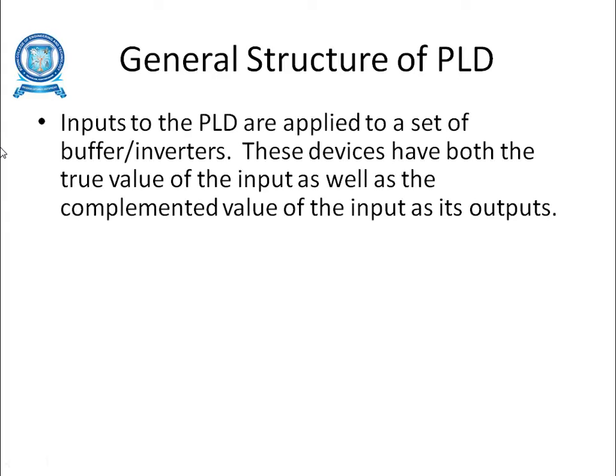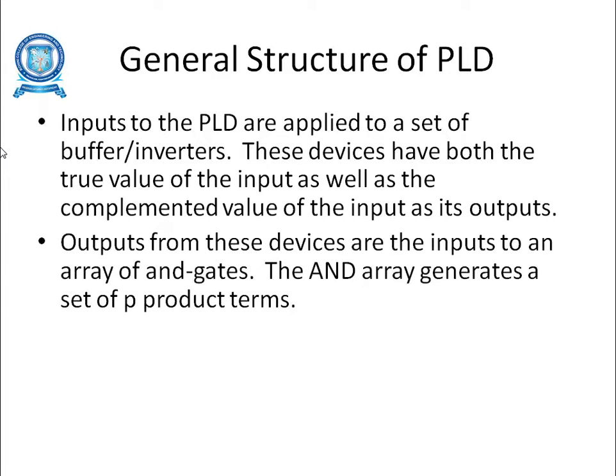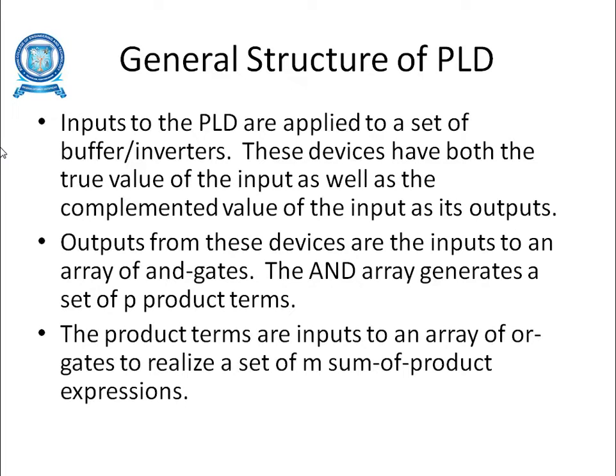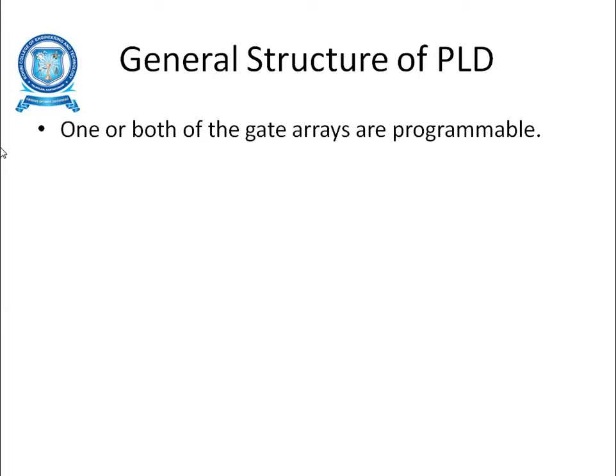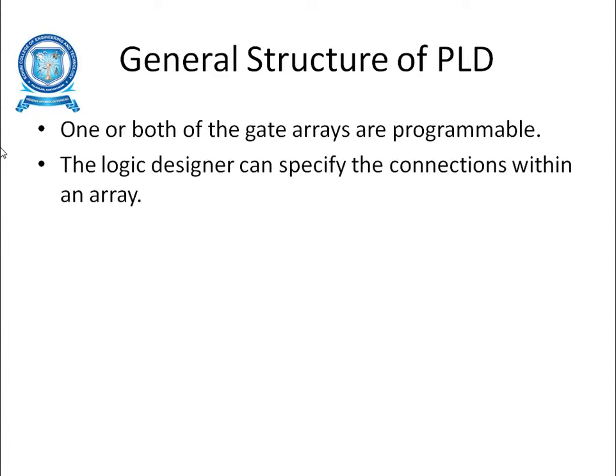General structure of the PLD: the inputs to the PLD are applied to a set of buffers and inverters. Thus, the devices have both the true value of the input as well as the complementary value of the input as outputs. The outputs from these devices are the inputs of the array of AND gates. The product terms are the input of the array of OR gates, realizing a set of sum of product expressions. In the general structure of the PLD, one or both of the gate arrays are programmable.